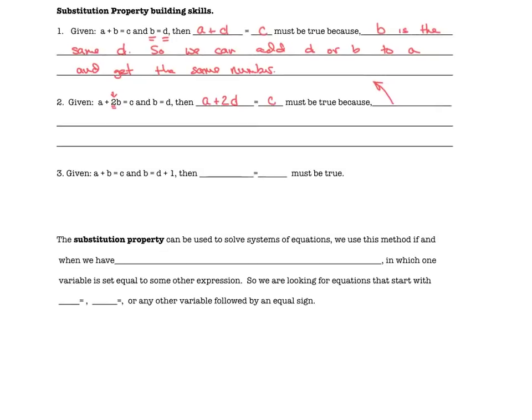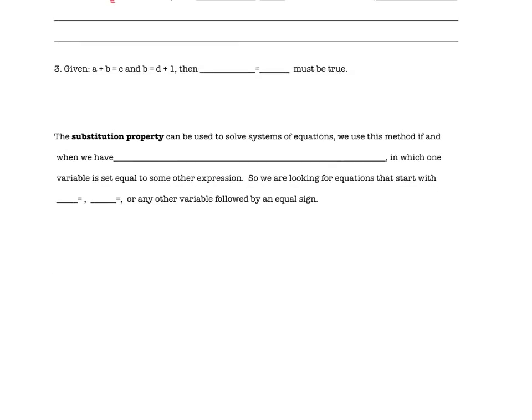So down to number 3 here. Number 3 says, given A plus B equals C and B equals D plus 1, then what must be true?